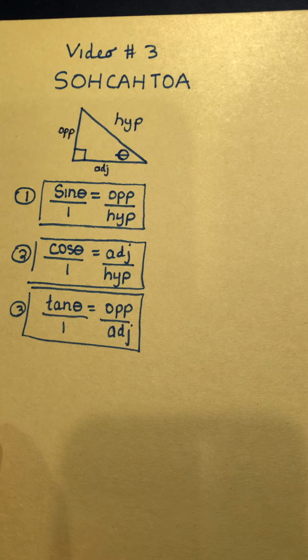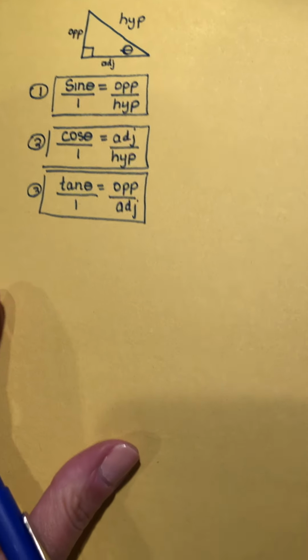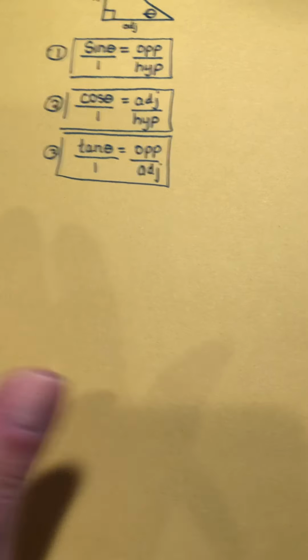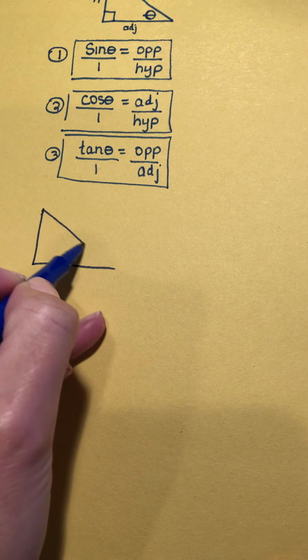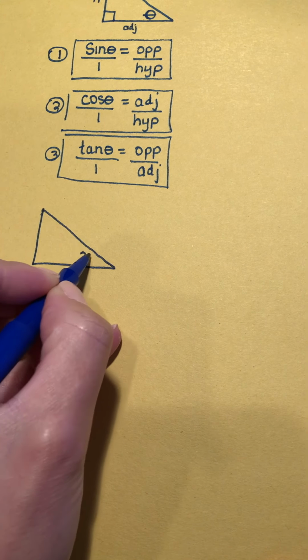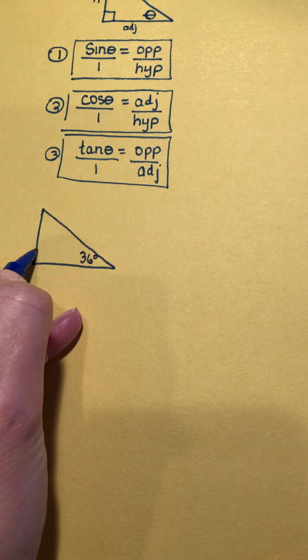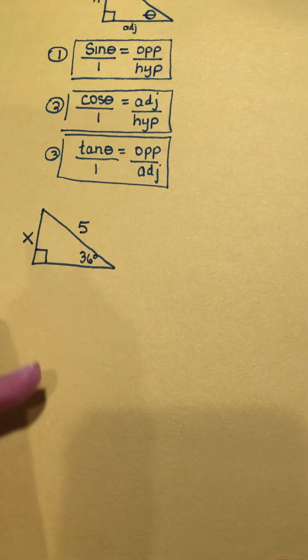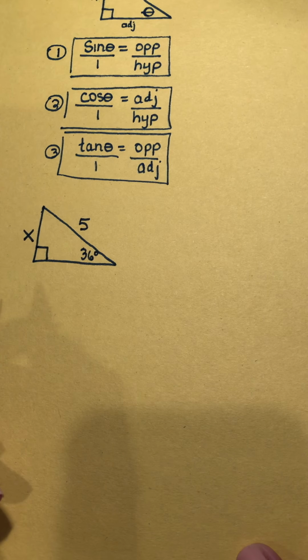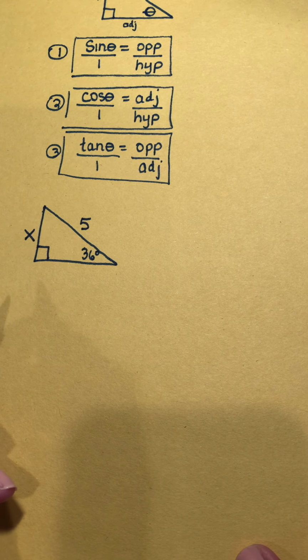Okay, let's use these formulas now and do an example. I'm going to just come down here so you can see the formulas. And I'm just making up numbers. Okay, so I'm going to have 36 degrees. I'm going to have an x, and I'm going to have a 5. I'm just making these up. So the first thing you're going to want to do is label all of your sides.